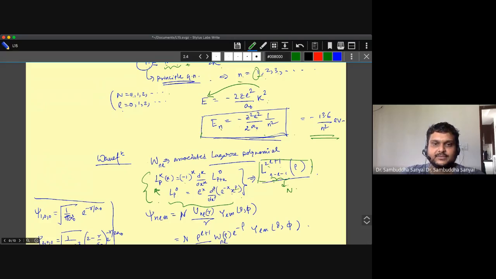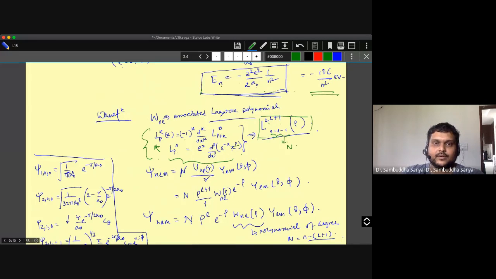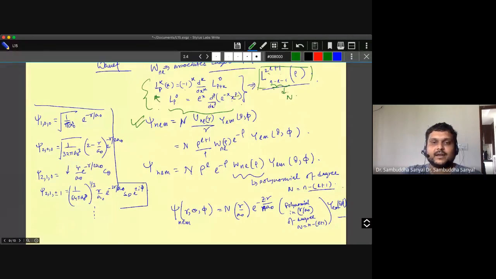Not 1, sorry, it is e to the power x, because there is no derivative at rho equal to 0. Okay, so now if you work out this form, you can write down the full wave function. The full wave function will of course have the radial part times the angular part.